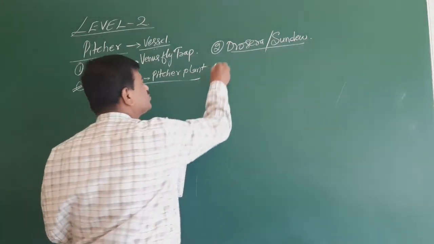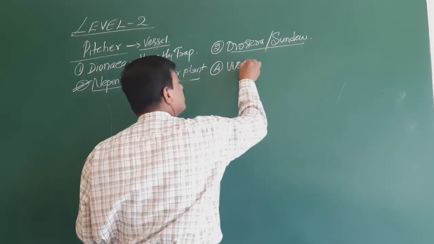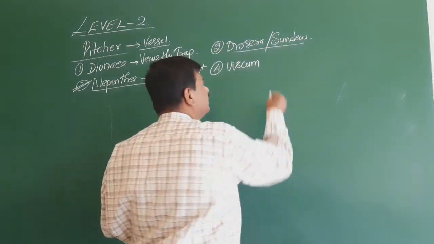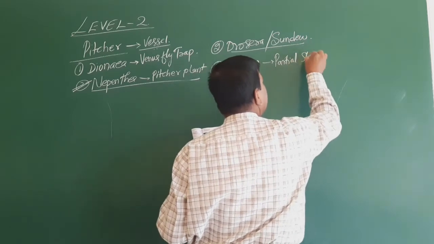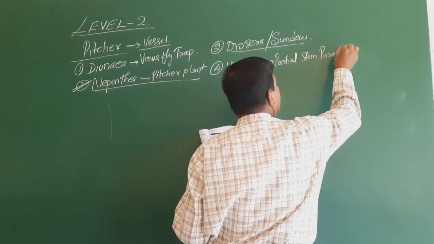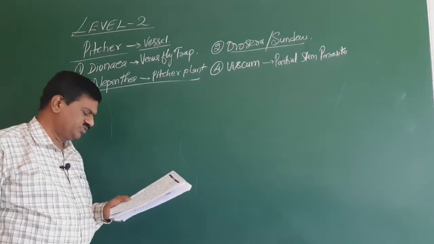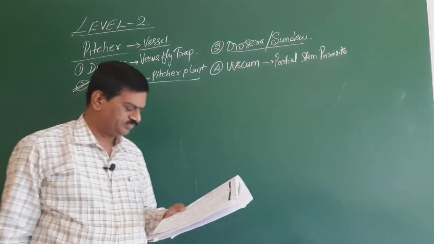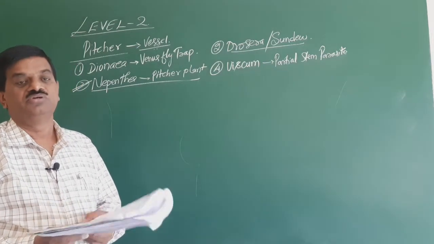And the fourth one is Viscum. This Viscum is nothing but a partial stem parasite. It is a partial stem parasite which depends upon other living organisms. Hence this is not the answer. So the right answer is Nepenthes. So we go for the next one. A leaf without petiole.